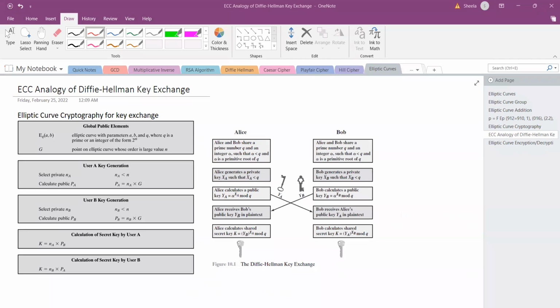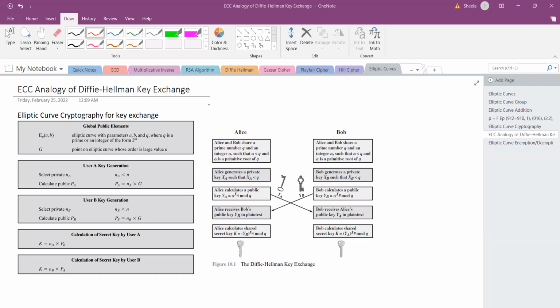Hello everyone. Now let us consider the analogy between the Diffie-Hellman key exchange and elliptic curve key exchange. Before considering this analogy, here we are going to consider the order of elliptic curve.